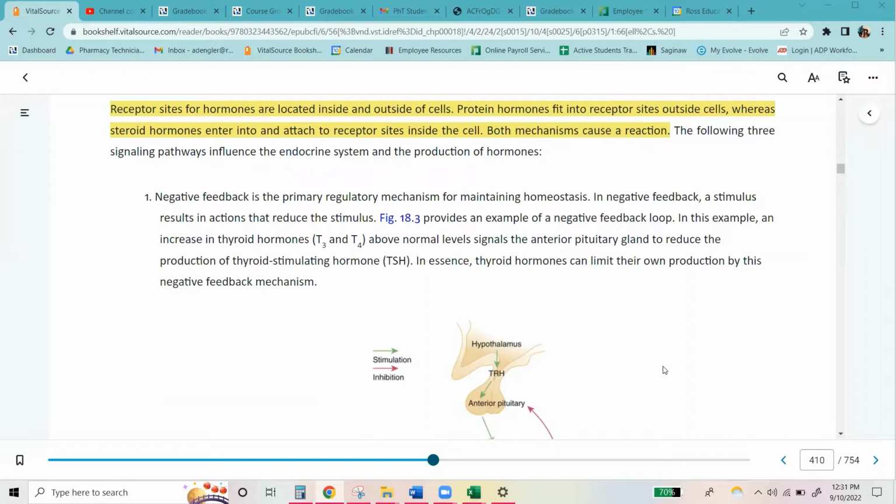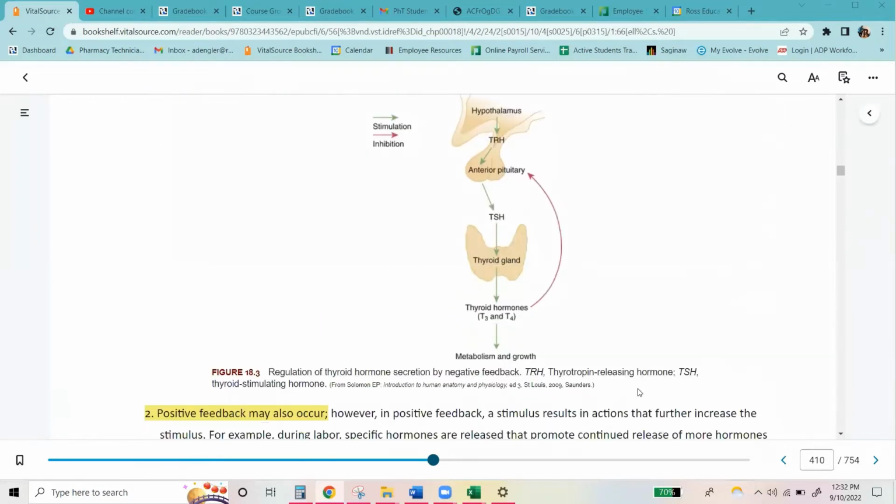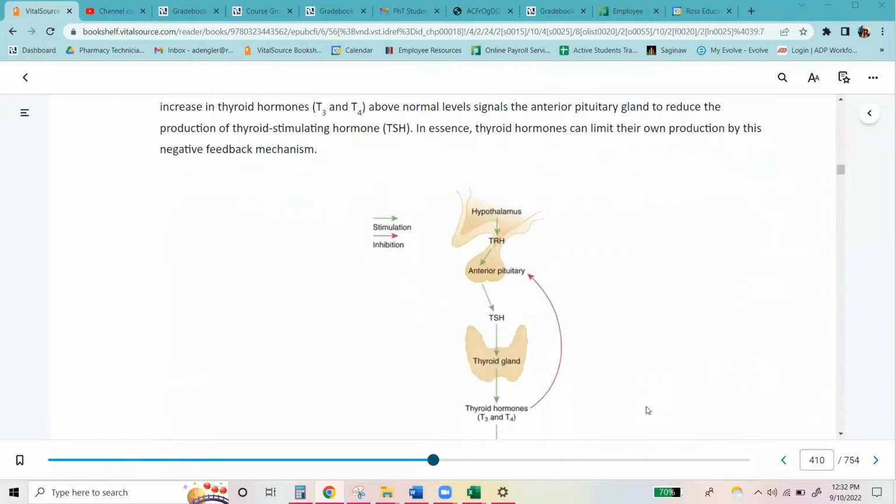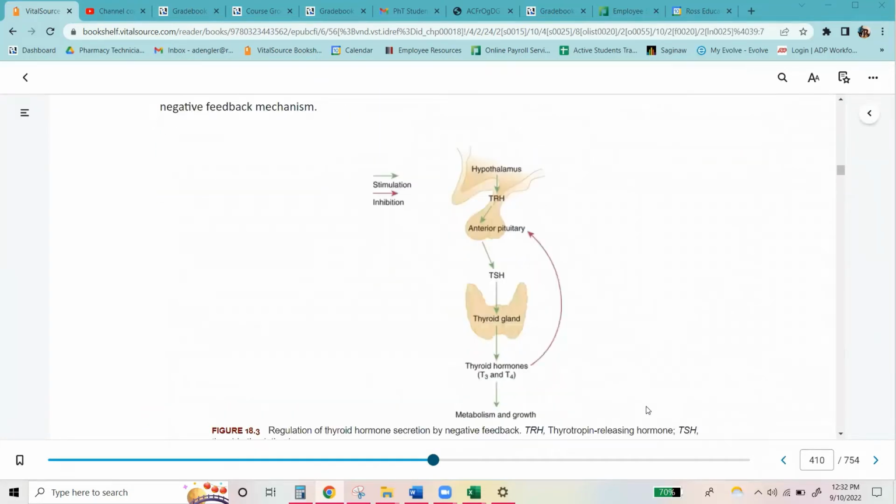The following three signaling pathways influence the endocrine system and the production of hormones. Number one, negative feedback is the primary regulatory mechanism for maintaining homeostasis. In negative feedback, a stimulus results in actions that reduce the stimulus. Here's a figure providing an example of a negative feedback loop.